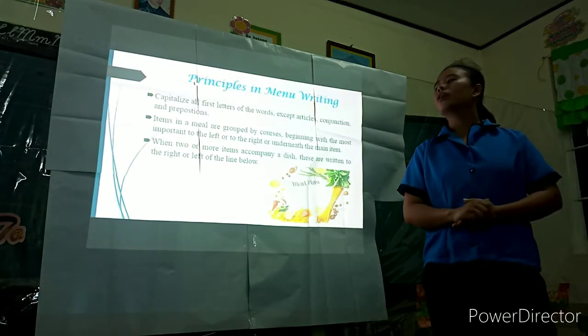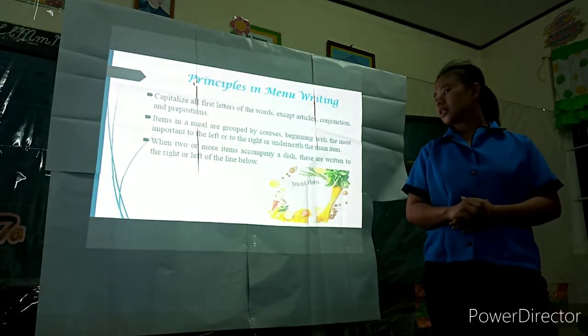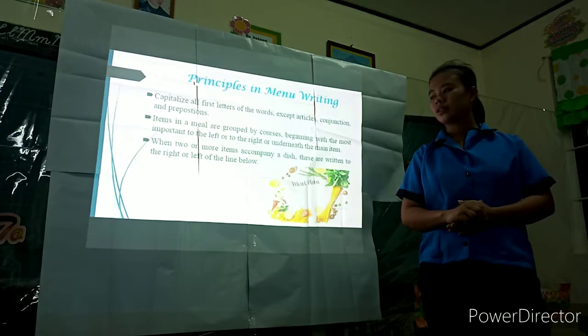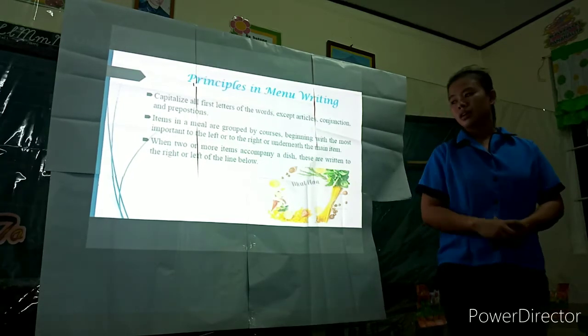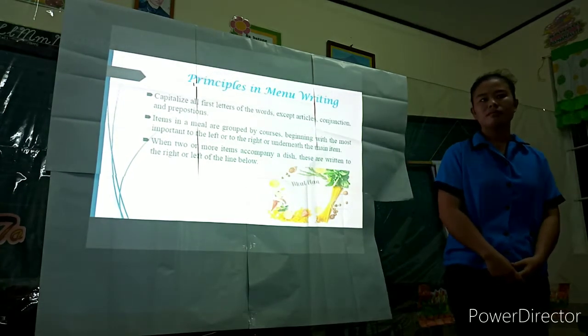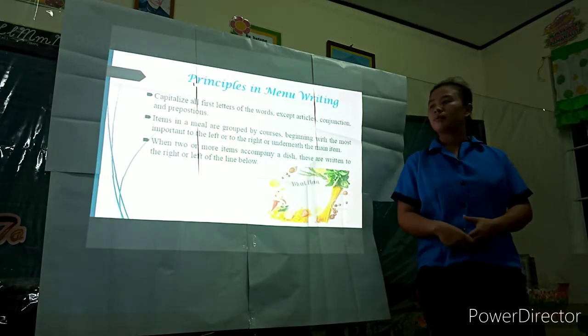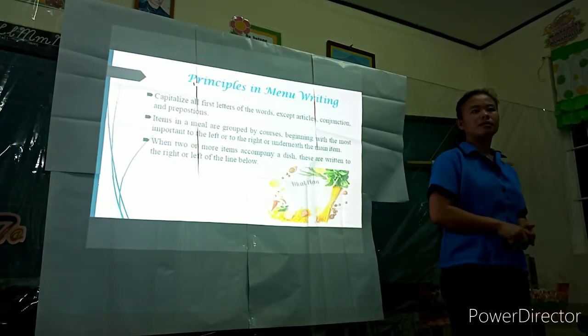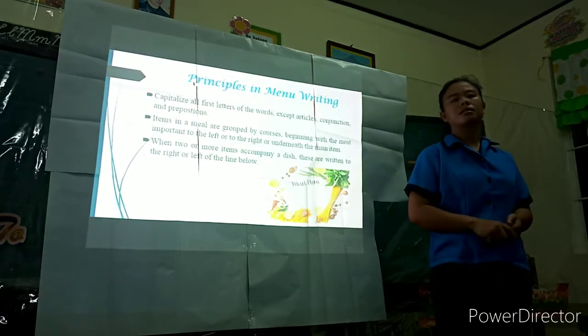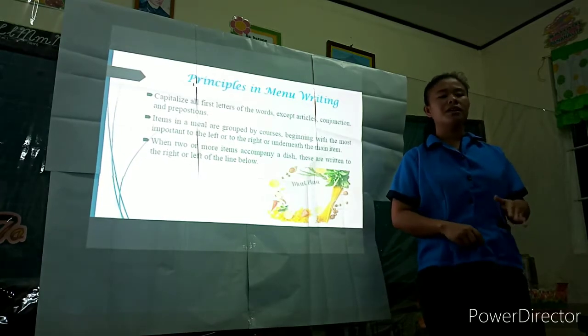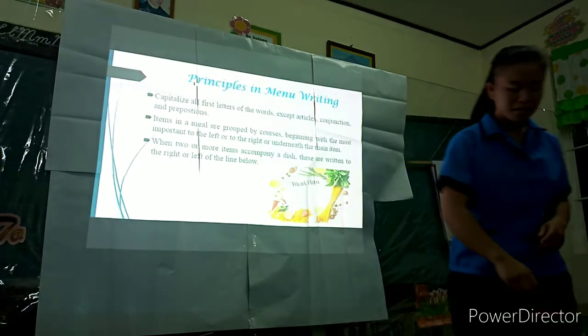Next, when two or more items accompany a dish, these are written to the right or to the left of the line below. You can copy if you want or take pictures. Are you done? Okay, thank you. Next.